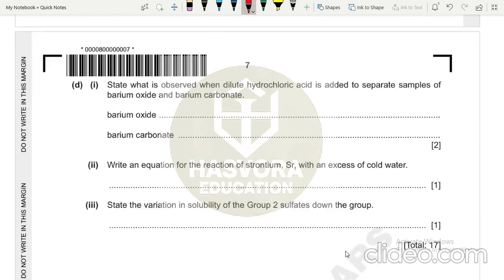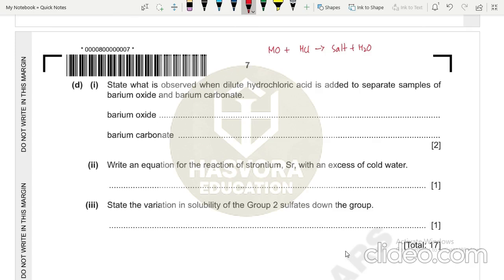It says state what is observed when dilute hydrochloric acid is added to separate samples of the barium oxide and barium carbonate. So for the metal oxide, we have just studied that when they are added to the HCl, it forms a salt and water. So what will be observed? First of all, it will form the barium chloride.